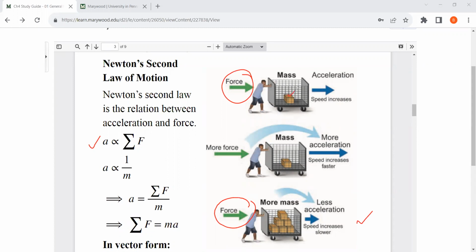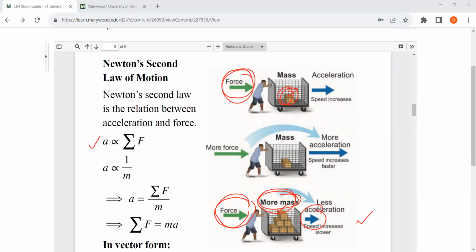Here we had only one box. Now we have more boxes, 6 boxes, so we have more mass here. You see the same force here and here, but here we have less mass and here we have more mass. So what happened? When we have more mass with the same force, the acceleration is small. In the third picture, the acceleration is small. It means more mass means small acceleration.